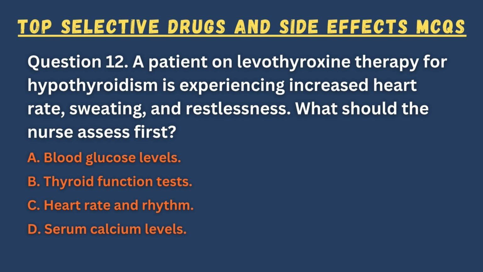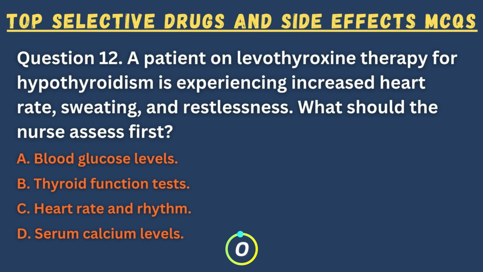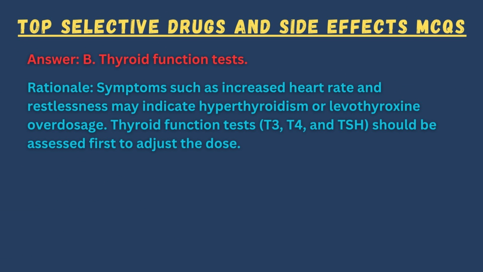What should the nurse assess first? A. Blood glucose levels. B. Thyroid function tests. C. Heart rate and rhythm. D. Serum calcium levels. Answer: B. Thyroid function tests. Rationale: symptoms such as increased heart rate and restlessness may indicate hyperthyroidism or levothyroxine overdosage. Thyroid function tests T3, T4, and TSH should be assessed first to adjust the dose.